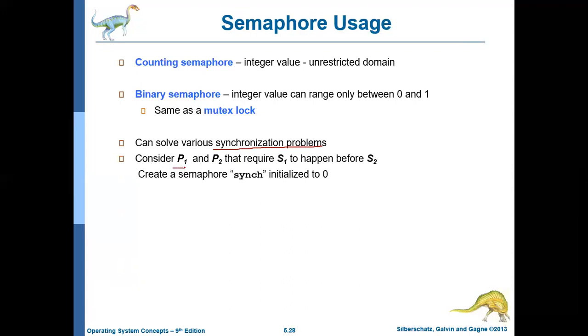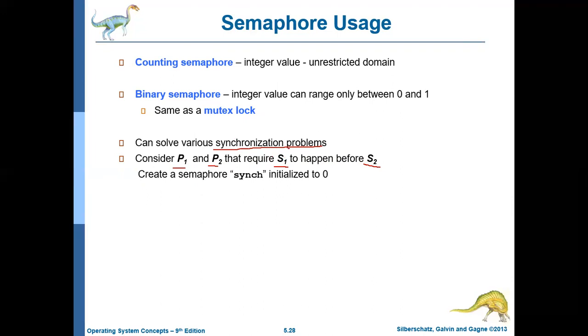Let us assume there are two processes P1 and P2, and it should be done in such a way that the instruction S1 should be executed before S2. S1 is an instruction available in the process P1 and S2 is an instruction available in the process P2. But while executing, this order should be maintained: S2 should never be executed before S1.